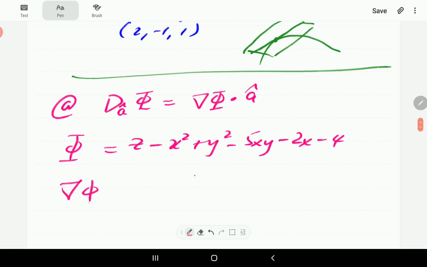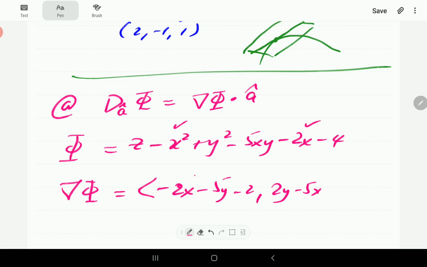Then the gradient of this: the x component is simply going to be the derivative of this with respect to x. It's going to be minus 2x from this term, and then minus 5y, and then minus 2 from this term. The y derivative is going to be 2y minus 5x, because these are the two terms involving y. Then the z derivative is going to be 1.